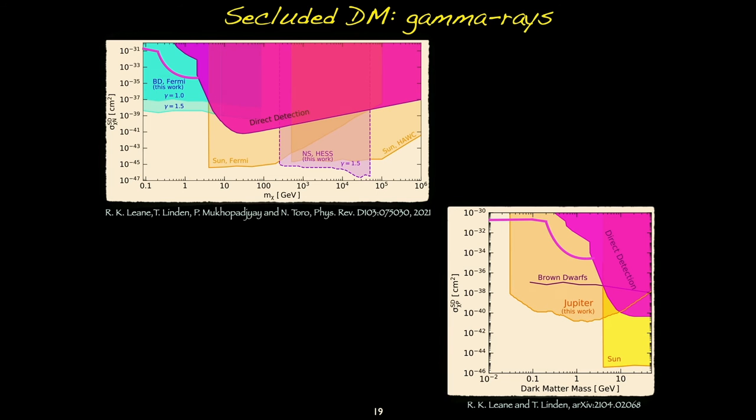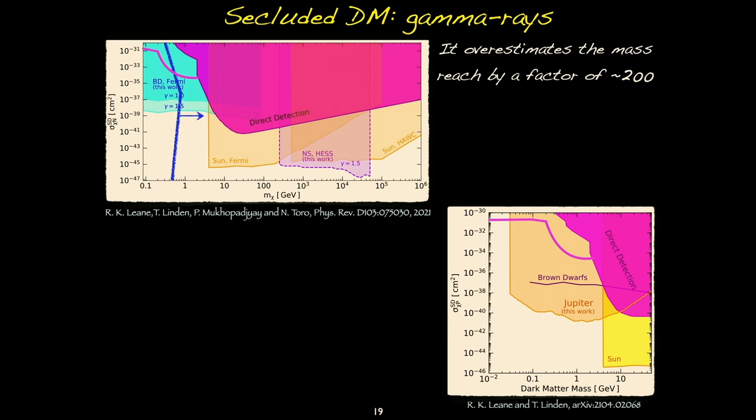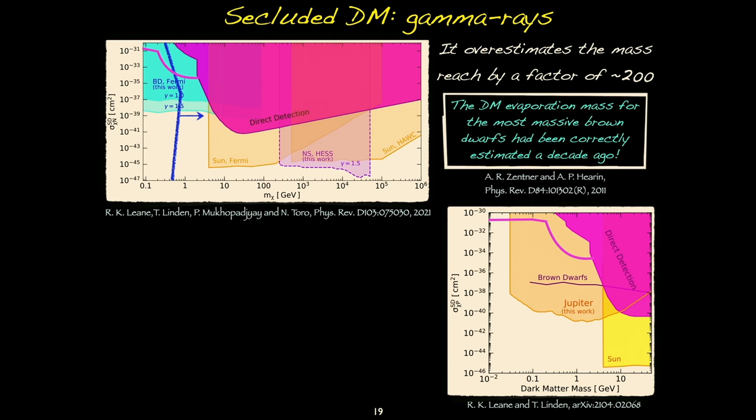There were a couple of other papers, for instance, searching for secluded dark matter with gamma rays, where dark matter annihilates into a mediator. The mediator goes out of the celestial body and then decays into standard model particles and produces gamma rays. Also, for instance, doing that with brown dwarfs. Again, this overestimates the mass reach, by a factor of 200 in this case. Actually, this had already been computed about 12 years ago with the correct dark matter evaporation mass.